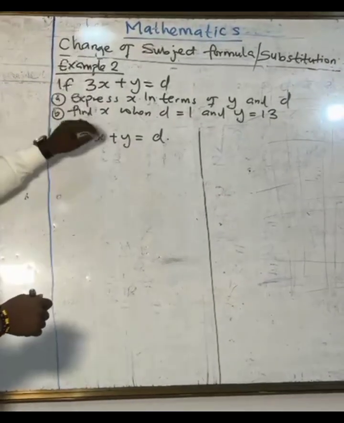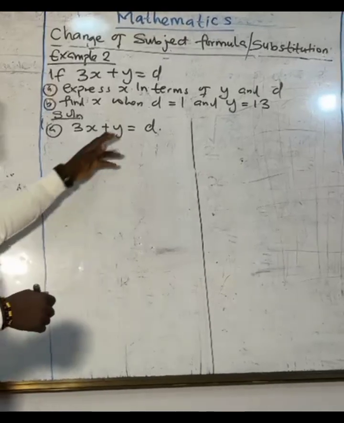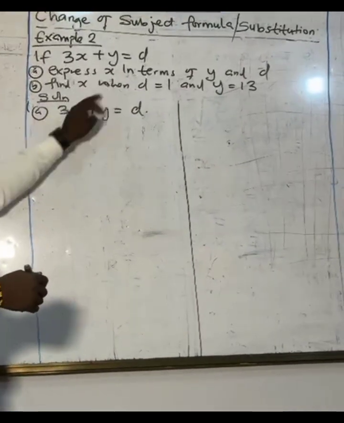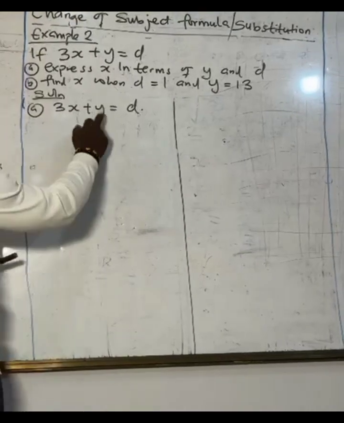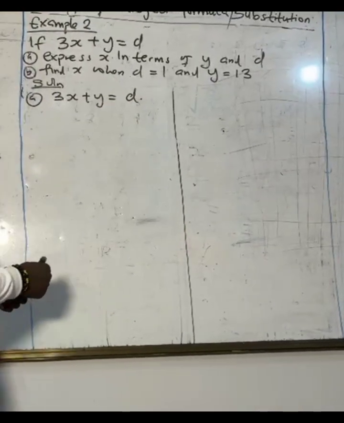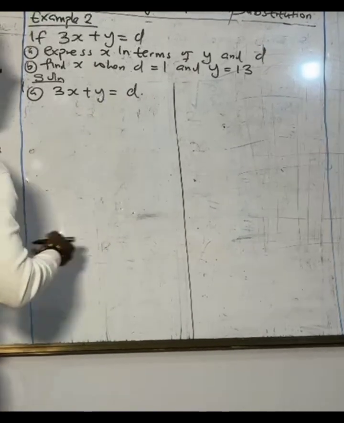So, example 2. If 3x plus y is equal to d, express x in terms of y and d, meaning we should make x the subject of the formula. Now, this is it. This y should cross to the other side. And doing that, we are going to subtract y. If you notice, this is plus. We're going to subtract y from both sides.